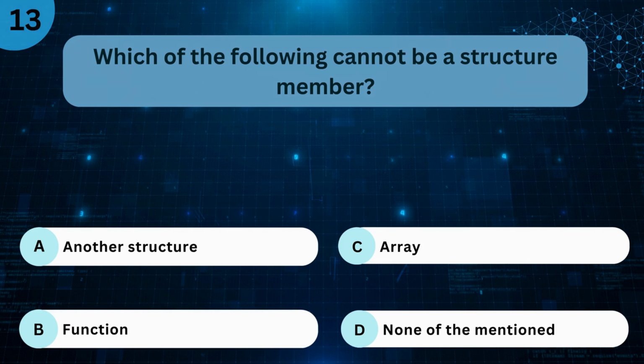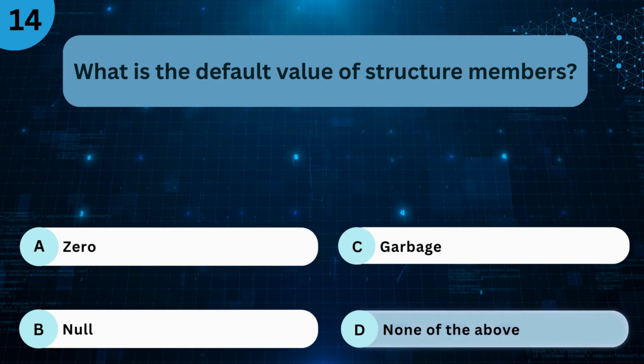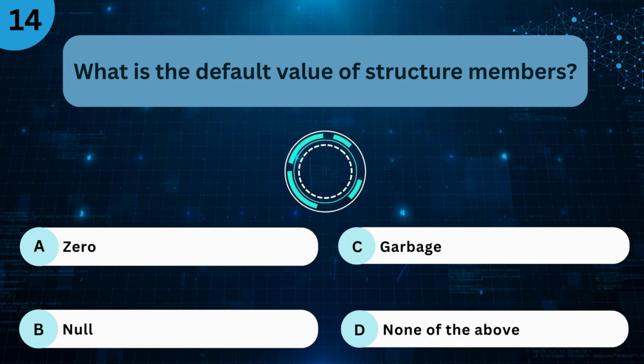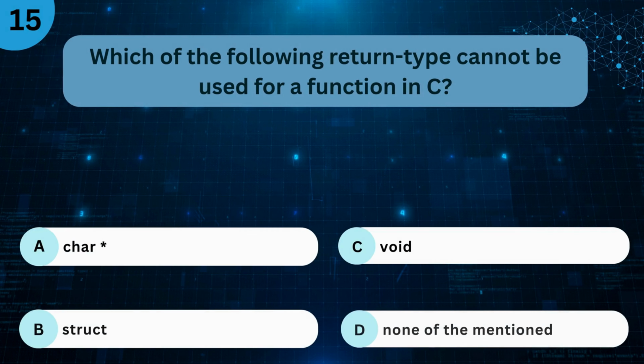What is the default value of structure members? A. 0. B. Null. C. Garbage. D. None of the above. The right answer is C. Garbage.